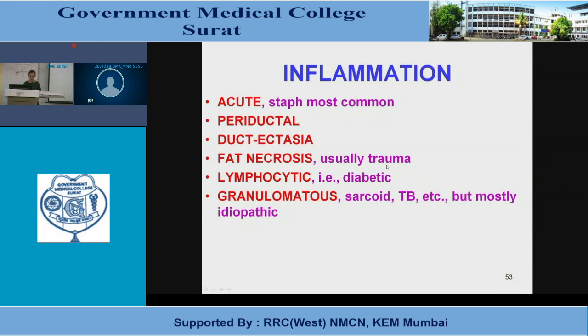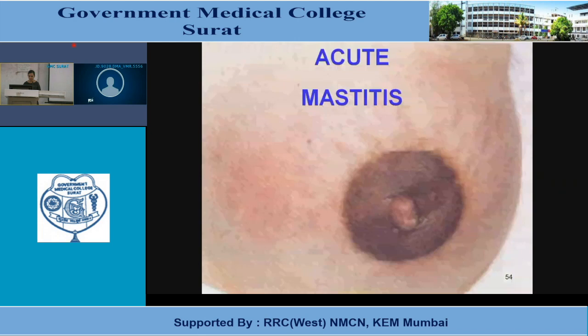You must have already read and learned about fat necrosis in the early lectures about necrosis, which is a specific type of necrosis. So it is seen in the breast. Then the lymphocytic type of inflammation, or lymphocytic mastitis, is commonly seen in diabetes. Then there is granulomatous mastitis, which can be seen in sarcoid, tuberculosis, but in most cases it is idiopathic.